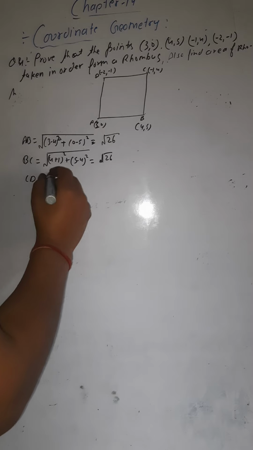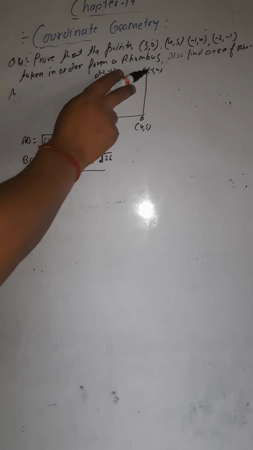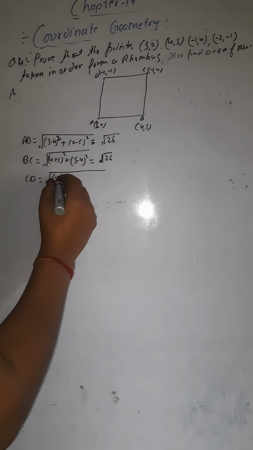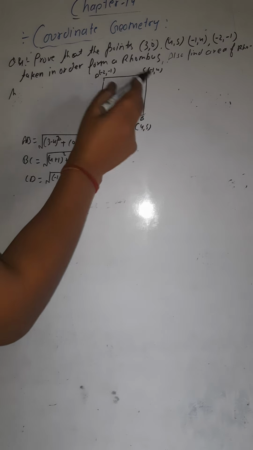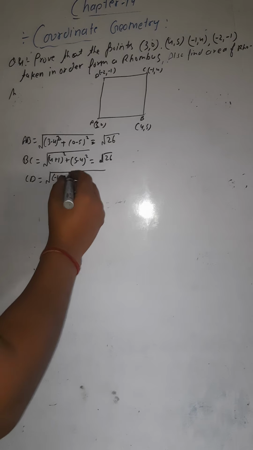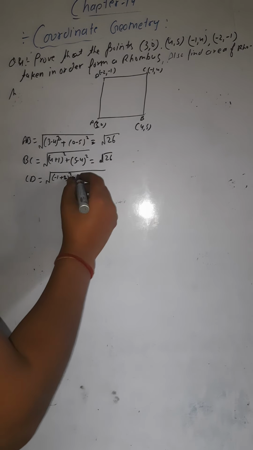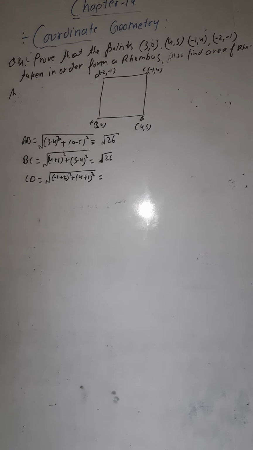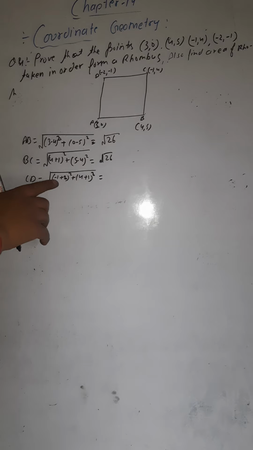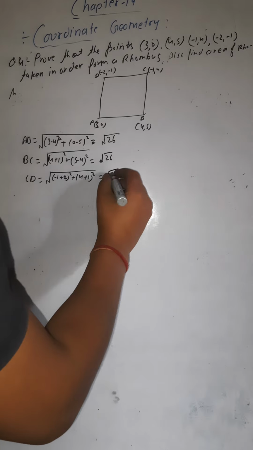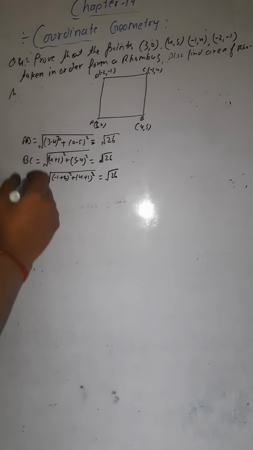Now let's find out the third one, that is CD. CD would be how much then? x2 minus x1, minus 2 plus 1. Sorry, minus 1 plus 2. Getting this now? x2 minus x1, minus 1 minus minus 2. So minus 1 plus 2 whole square plus 4 plus 1 whole square. It's a child's play now. You must be knowing this all. Okay. 2 minus 1 is 1. 1 square is 1. 4 plus 1 is 5. Square of 5 is 25. 25 plus 1 is 26. Again, it's coming out to be under root 26. Now let's find out the fourth one. That is AD.